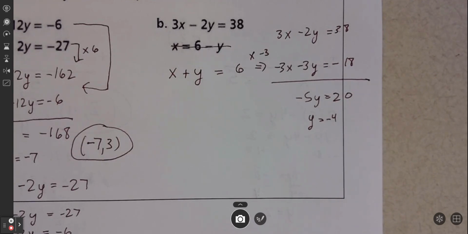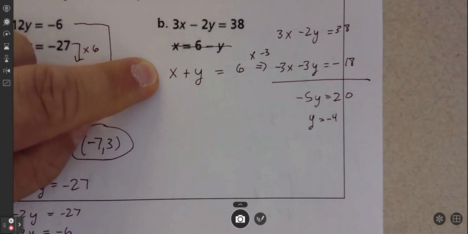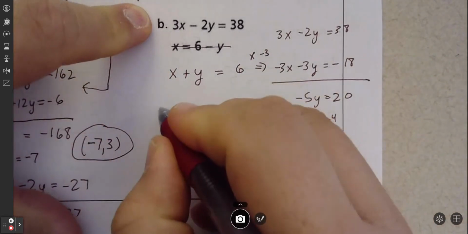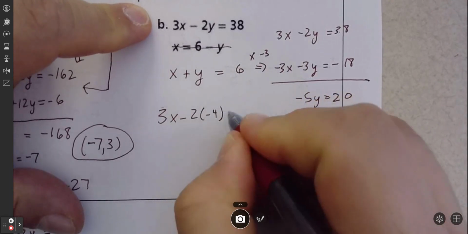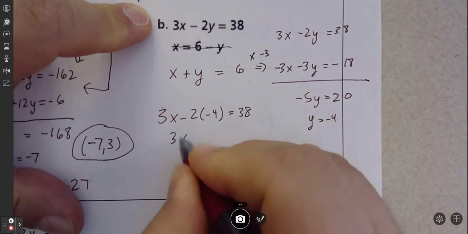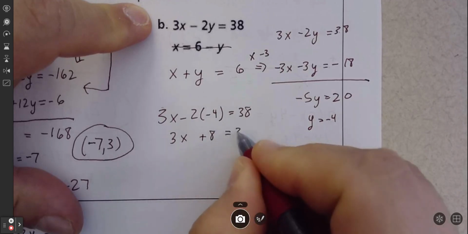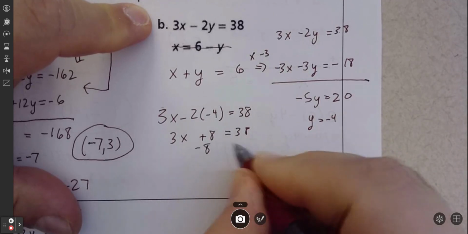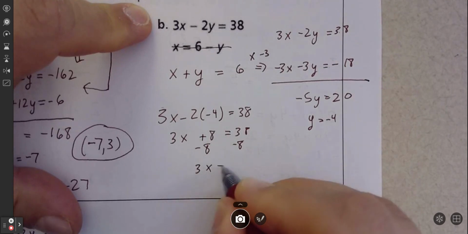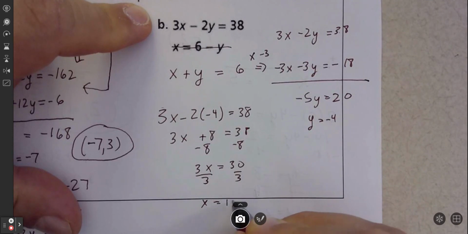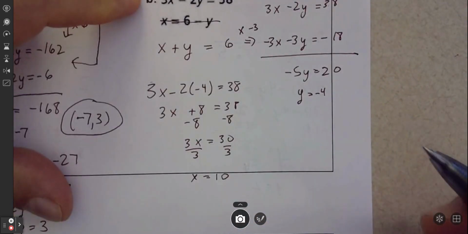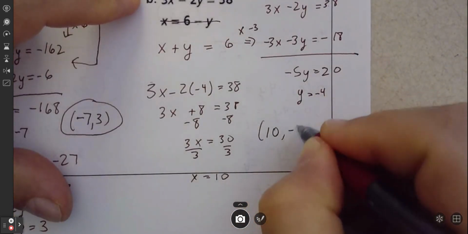We can plug y into the first, the second, or the third. The first? Okay. I would plug it into this one, I think. 3x minus 2 times negative 4 equals 38. Plus 8 equals 38. Minus 8. Divide by 3. x equals 10. So my solution is 10 comma negative 4.